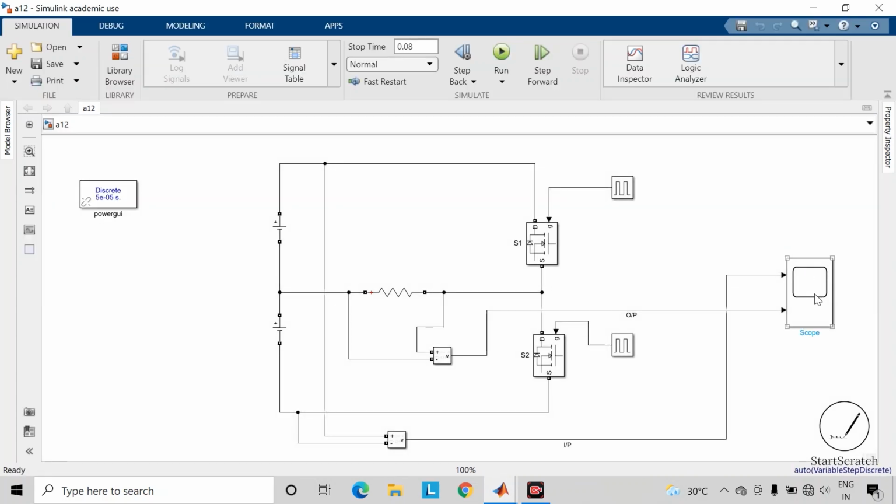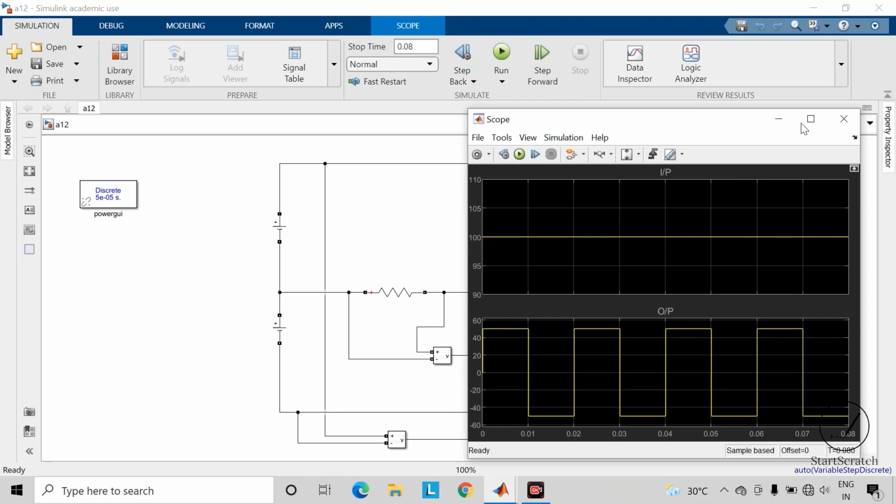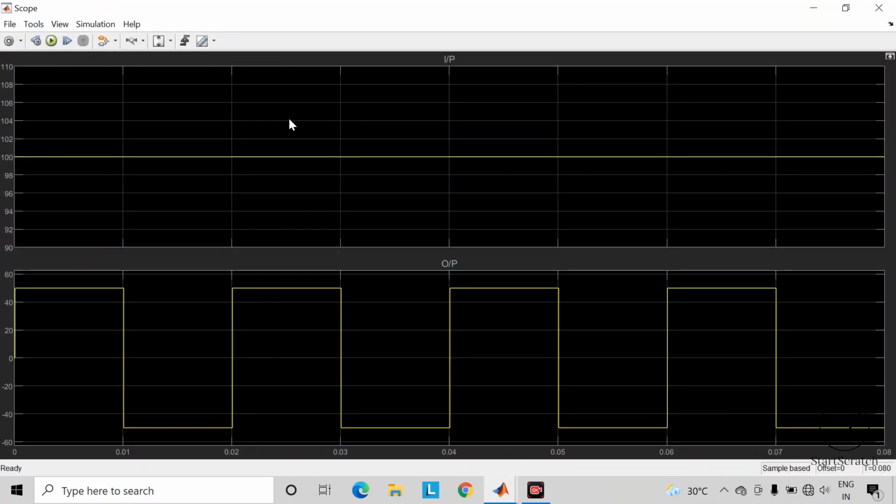Open the scope block. So this is our input voltage, which is 100 volts, and this second waveform is representing our output voltage across the load side, which is in the form of square wave. So here in this output voltage waveform, our output voltage is varying from plus 50 volts to minus 50 volts.